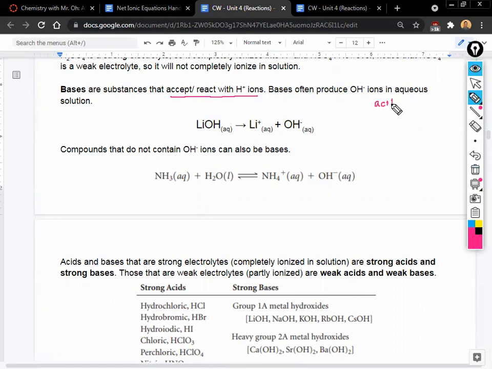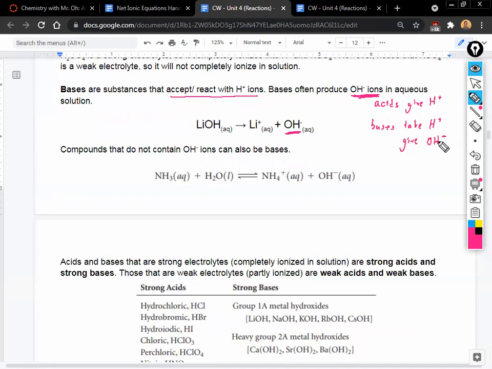Okay, so easy way to think about it is acids give H plus, but bases take H plus from their aqueous solution. An easy way to recognize bases is that they produce OH minus ions, like a metal hydroxide. An example would be lithium hydroxide, which breaks up into Li plus and releases OH minus. So we can think of bases as things that take H plus or give OH minus.